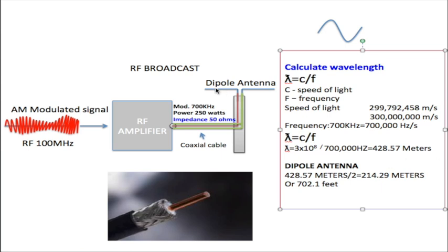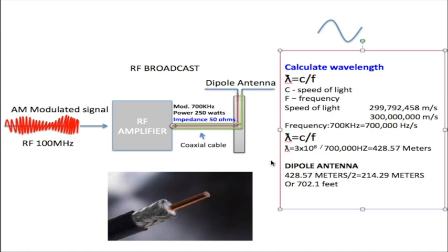Now, the dipole antenna is half the wavelength. So what you have to do is divide this 428.57 meters by 2. So the length of this dipole will be 214.29 meters. This is the full length from this end to this end. Both halves together would be 214.29 meters or 702.1 feet. So now we have the length of the antenna.